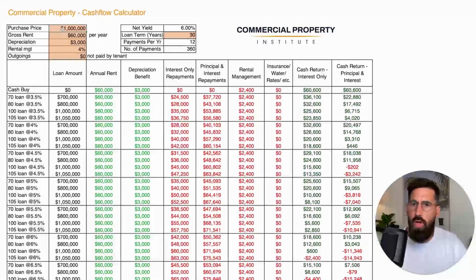Let's stick with a $1 million purchase price because it's a nice even number that you can double in price or halve in price just to get a bit of a gut feel for what the commercial property might look like at different yields. The gross rent is what you get from the tenant, not considering the outgoings.